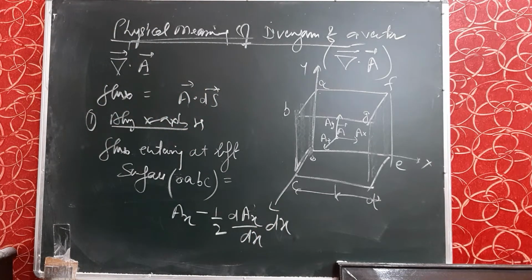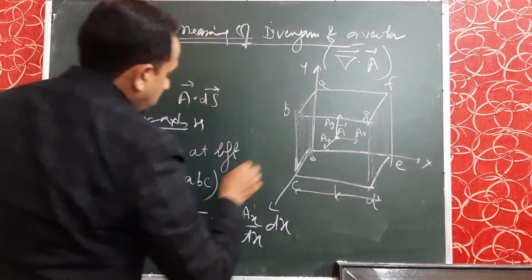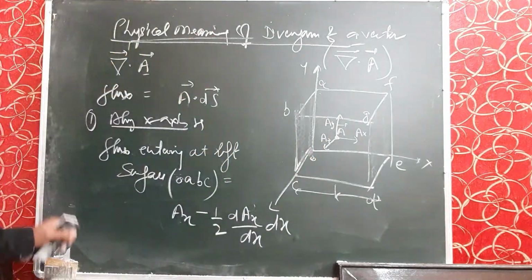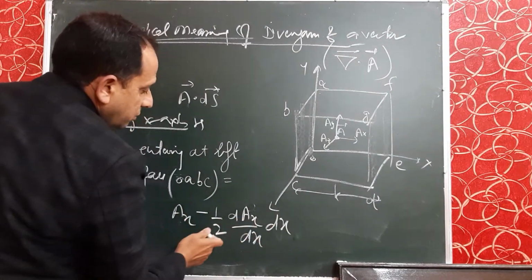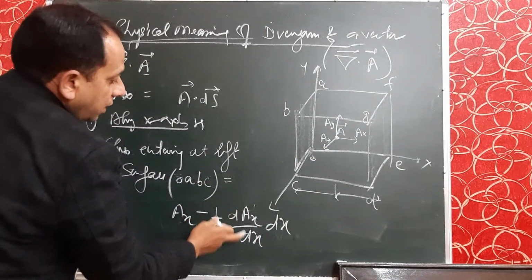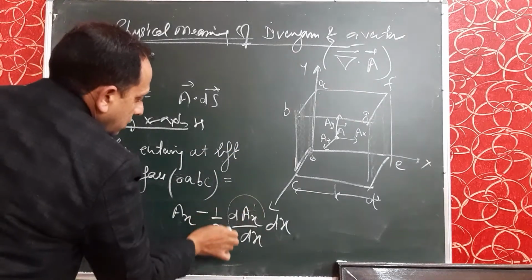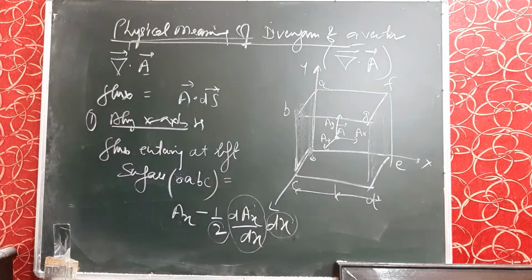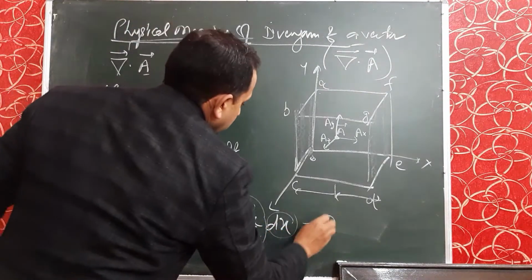Okay. This is the flux entering. Ax is at the center, and Ax minus half, because it is on the left side, it is decreasing along this side. So Ax minus half of dx; dx by 2 is basically the half distance, and this is the rate by which flux is changing. So this is the flux entering at the left surface, that is OABC. Okay. This is the first equation.